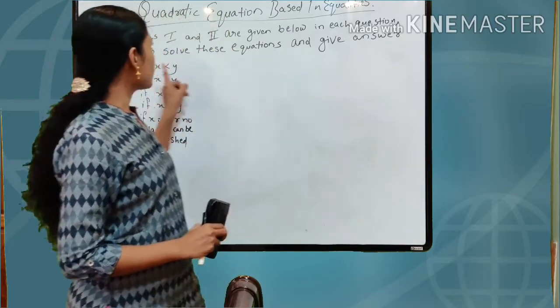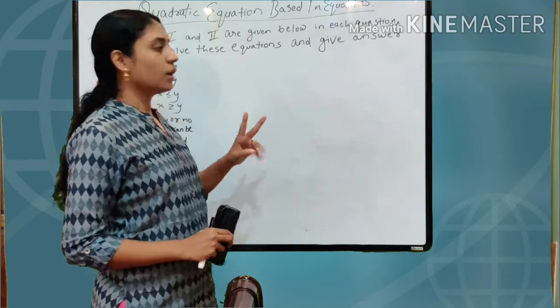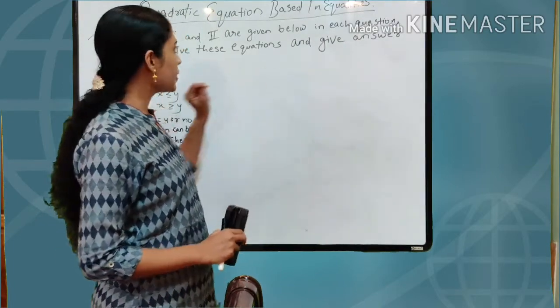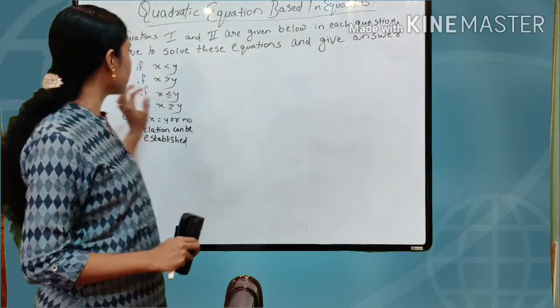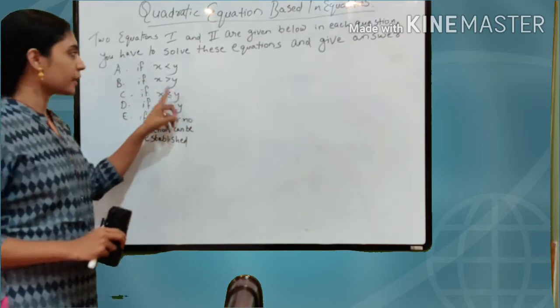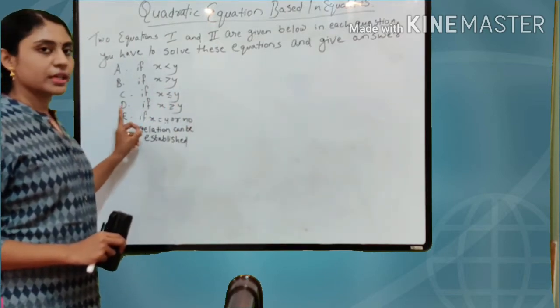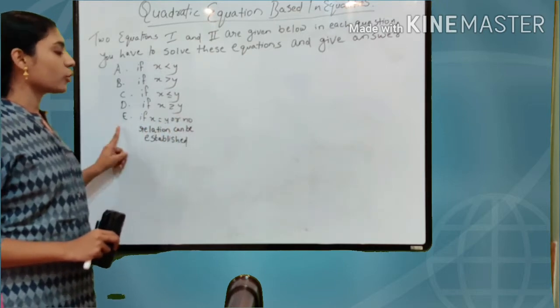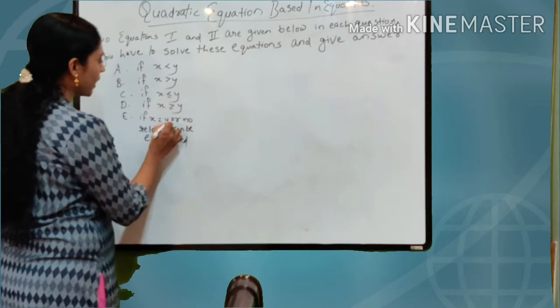Here 2 equations, 1 and 2, will be given below, and in each question you have to solve those 2 equations and give the answer. Option A, if x is less than y. Option B, if x is greater than y. Option C, if x is less than or equal to y. Option D, if x is greater than or equal to y. And option E, if x is equal to y or no relation can be established.